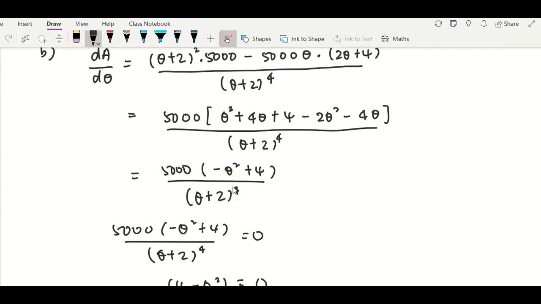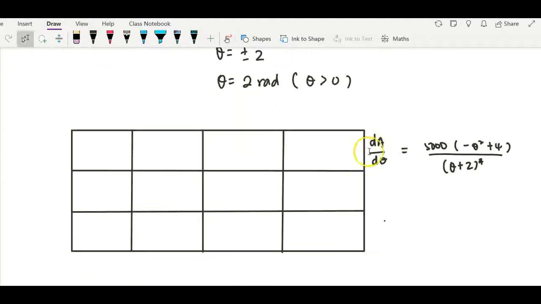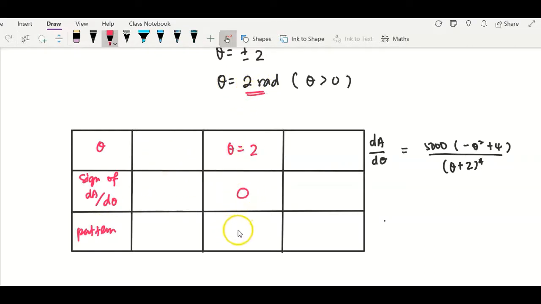Okay, so I need to sketch the table first. Here I got my dA/d theta ready, and now I need to write down the theta value and the sign of dA/d theta, and lastly there is the pattern of the A. Alright, theta, I'm going to test for this value 2 radian. So theta equals to 2, of course the sign will be 0 and the pattern is a horizontal line.